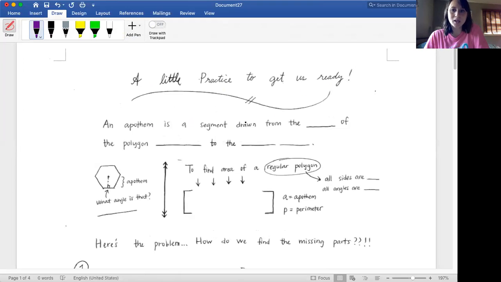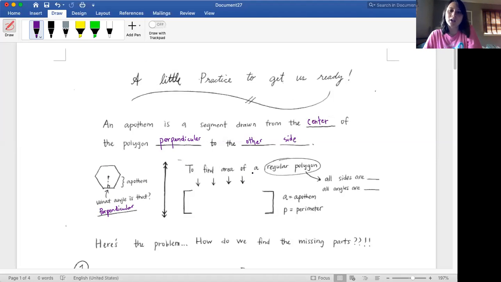An apothem is a segment drawn from the center of the polygon, perpendicular, has to be perpendicular to the other side. Okay, so down here is a picture that kind of shows that. And here's a little shape, a regular polygon. There's the apothem. What angle is that? That's 90 degrees, perpendicular angle. So that's the definition of an apothem.